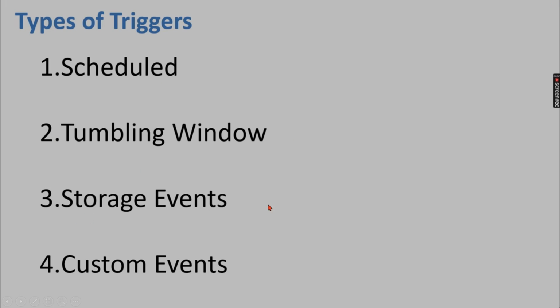Let's move on to the third one, storage events, meaning when a blob is created, when you're trying to load from one place to another, when a new file is created in a blob or a file is deleted, and you want to trigger, then you can use the storage events. Apart from these three, we have custom events. When any other events happen that you can configure using custom events, we can also trigger. So for today's video, we'll focus on the schedule triggers.